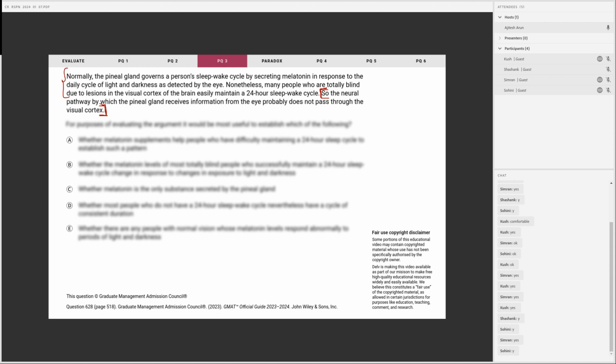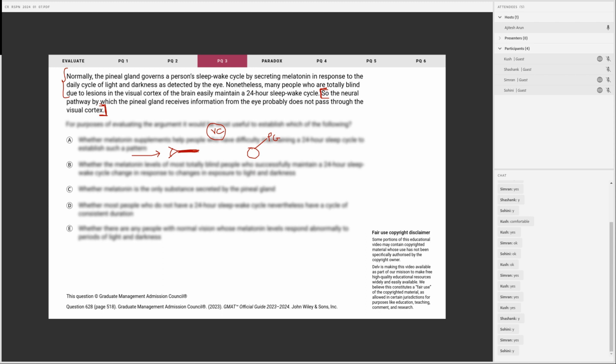Perfect. Now, I'm not going to draw this in a correct sort of way, but let's just imagine that the whole structure looks like this. You've got the human eye, light. It detects light, and there's a neural pathway that connects the human eye to the pineal gland. So let's call this PG, right? Now, the conclusion is that this neural pathway does not pass through the visual cortex. So let's say there is a visual cortex somewhere. The neural pathway does not go through that.